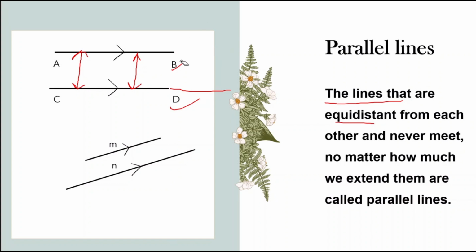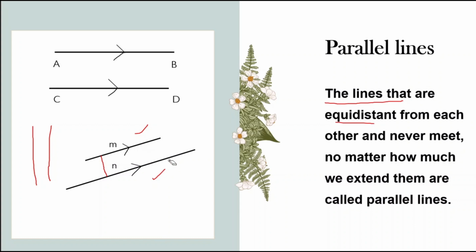Second thing is, it's not mandatory that only horizontal lines like the lines AB and CD can be parallel. Vertical lines can also be parallel. Vertical means lines like this. They can also be parallel. Clear? Even slanted lines could be parallel. Like you can see, there is a line M and there is a line N. They are neither horizontal nor vertical, but they are parallel. Why? Because they have a fixed distance between them. Right?